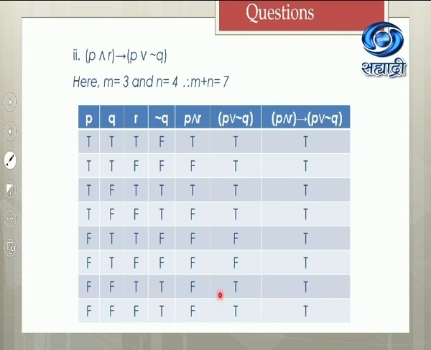Now we want P and R, that is this column, implies P or negation Q. So implication is what? If true implies false, then only it is false. Otherwise, for all the other cases it is true. So let us see: true implies true is true, false implies true is true, true implies true is true, false implies true is true, false implies false is true, false implies false is true, false implies true is true, and false implies true is true. So in this way the table is done.